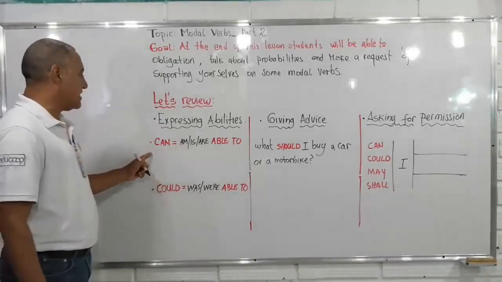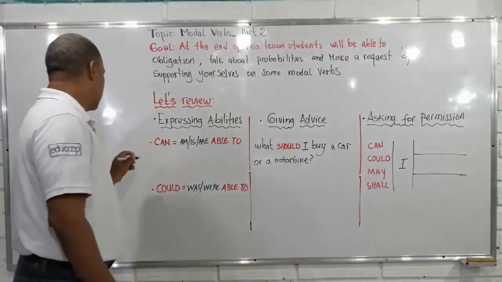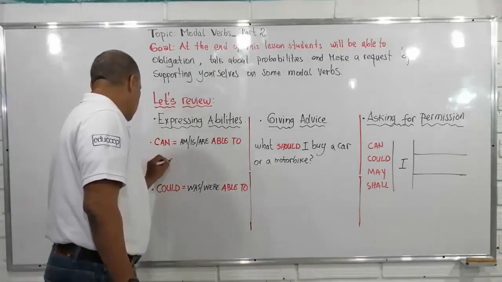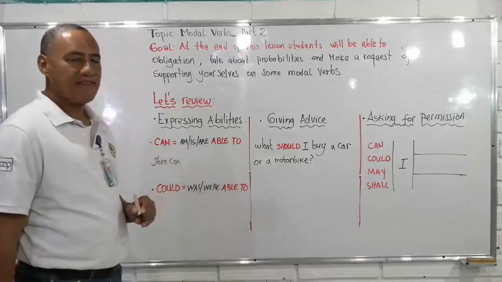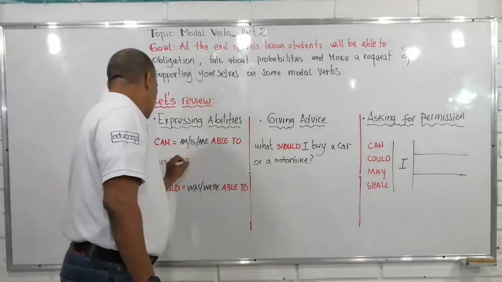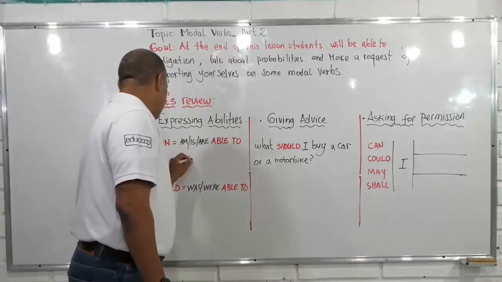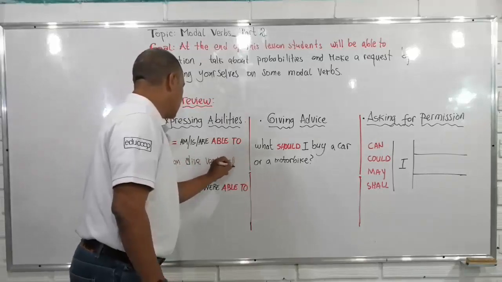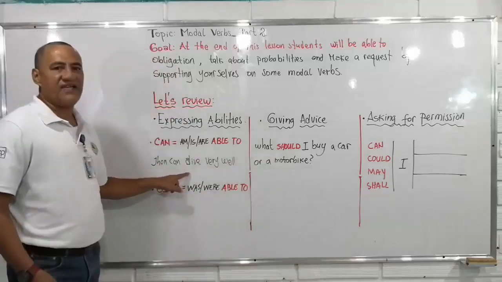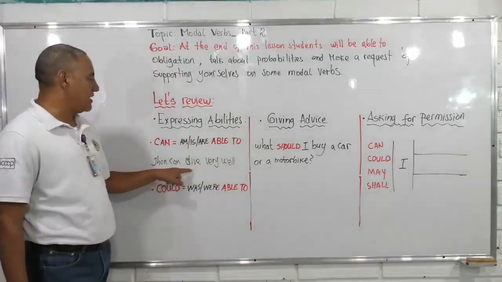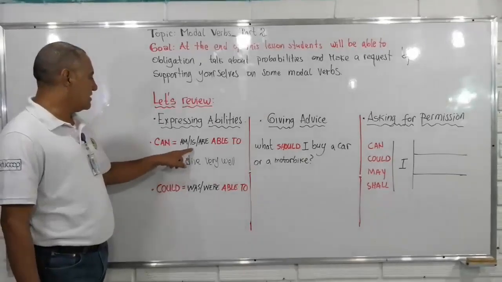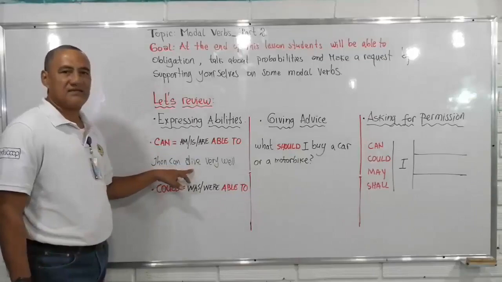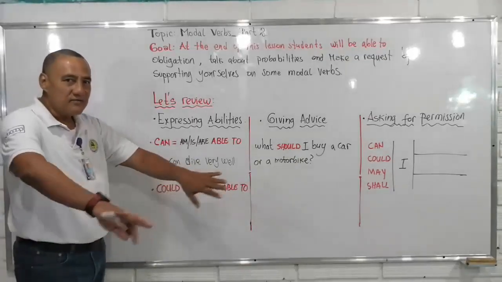Expressing ability, can, in present. So I can say, John can dive very well. So, John can dive, bucear, can dive very well. It says that John is able to dive. So he's got the ability to do this action, dive, bucear, right?